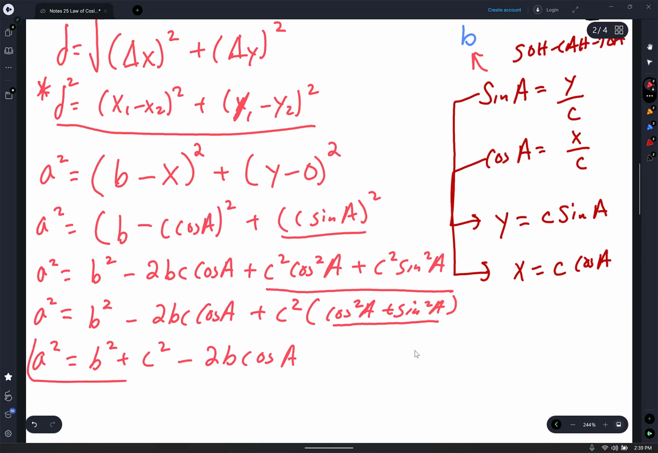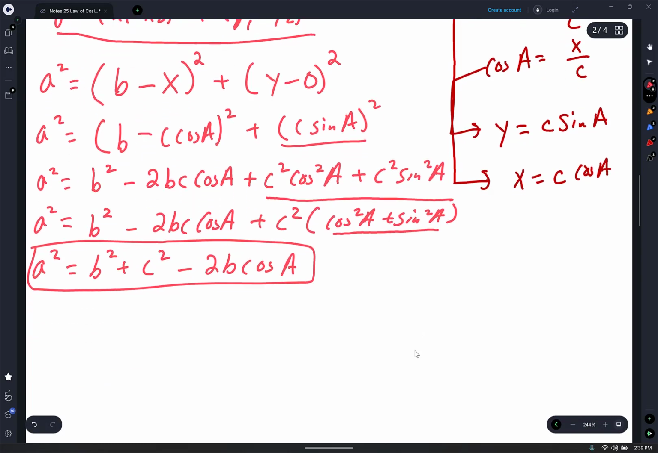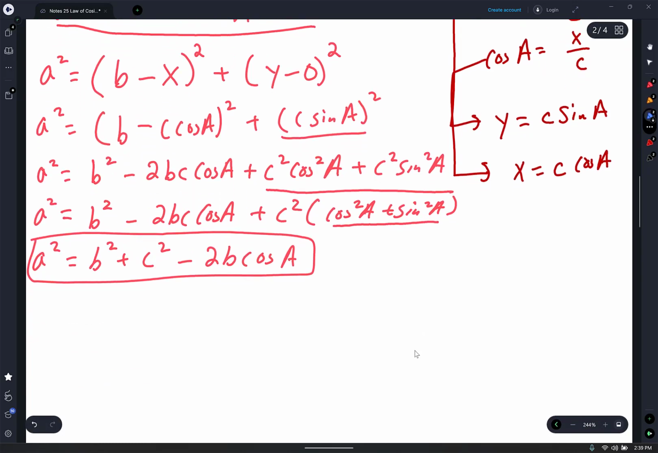And there it is. That is the law of cosines. If we wanted to solve for b squared, relax, it's really easy. Let's use context clues. If I wanted to solve for b squared instead, it would be a squared plus c squared minus 2ac cosine of b. That's also law of cosines.